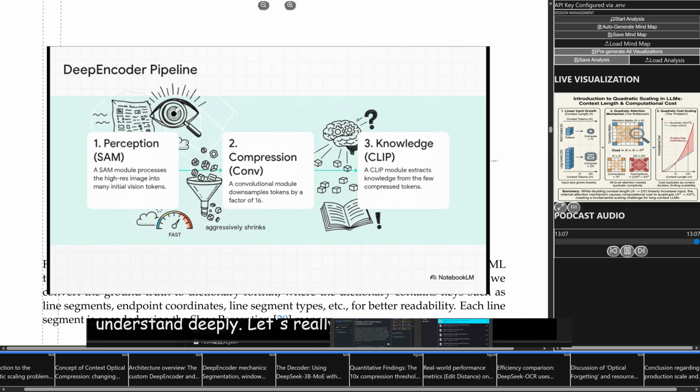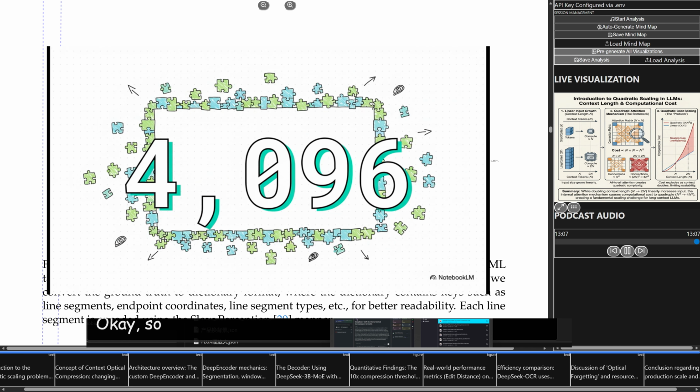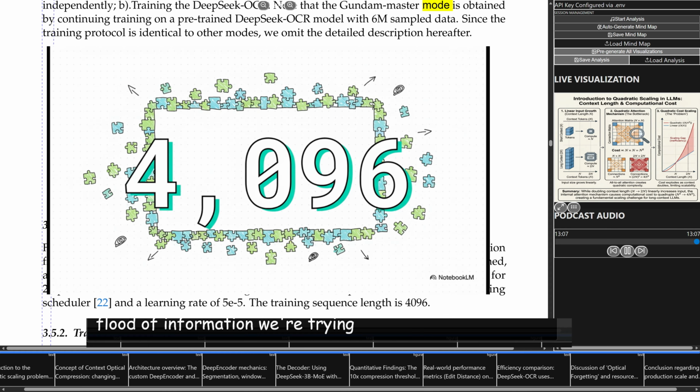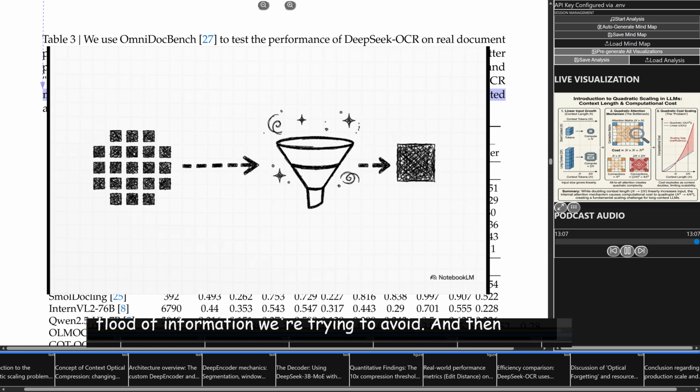Let's really dig into the math and see what that compression looks like in hard numbers. Okay, so starting out, in the perception stage, the system looks at a single high-resolution image of a page. From that one image, it generates 4,096 initial vision tokens. Now, to be clear, that's a lot of raw data. That's the flood of information we're trying to avoid. And then the magic happens.